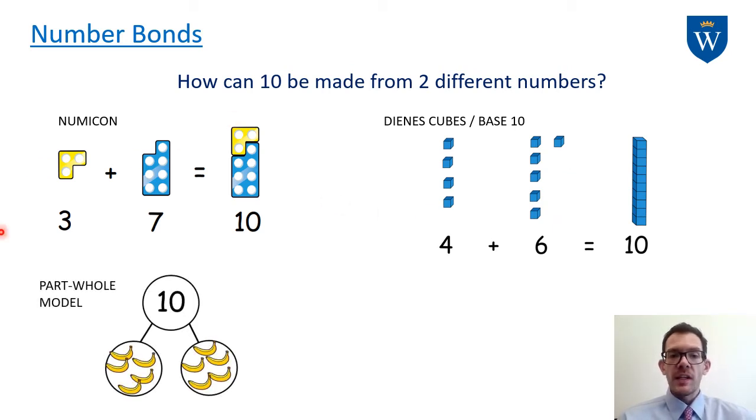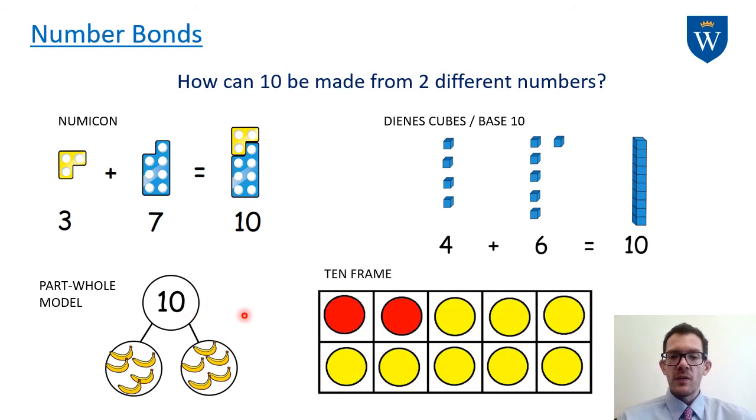We might also look at it in what we call a part-whole model. Similar to the bar model, we have one part here and another part here, and we add them together to find the whole amount up here. And we could represent that with digits or with pictures or with a mixture of the two.